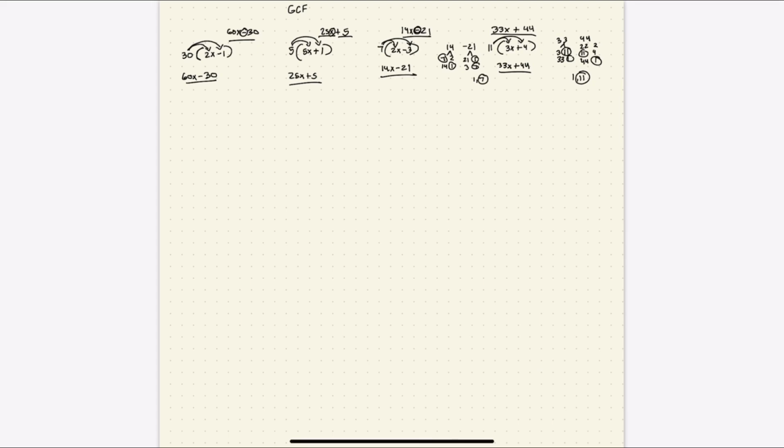Okay, that would basically be it. As you can see, it's a lot of just listing out factors, seeing which one's greatest, and then from there dividing the original expression so it can be factored into the parentheses and then distributed to check.